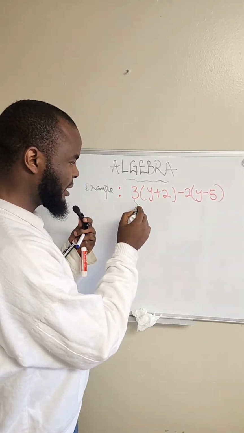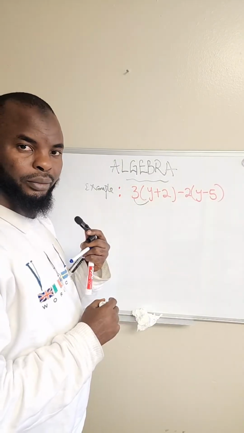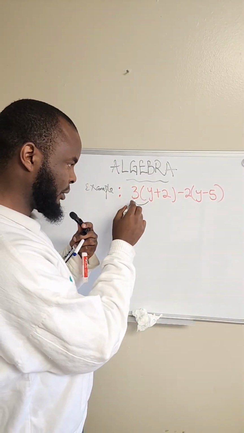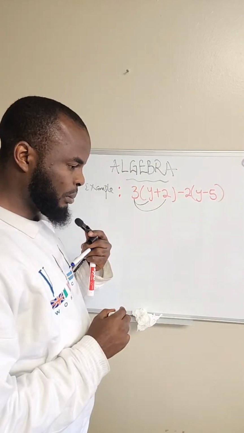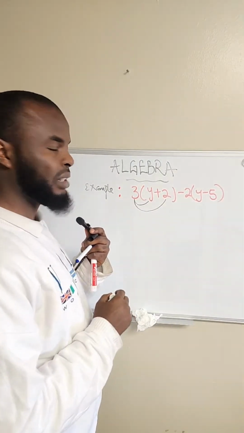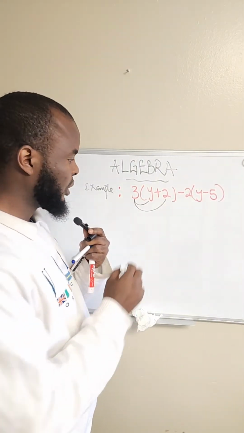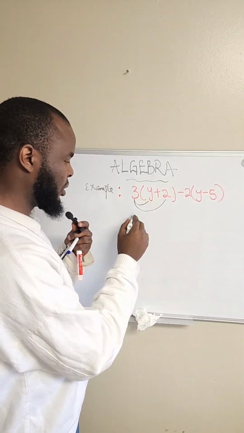If you have parentheses or you have bracket, if you want to do this, you multiply this 3 by y. This is the first thing. What you have outside will be multiplied with what you have inside the bracket. So 3 times y is going to give you 3y.